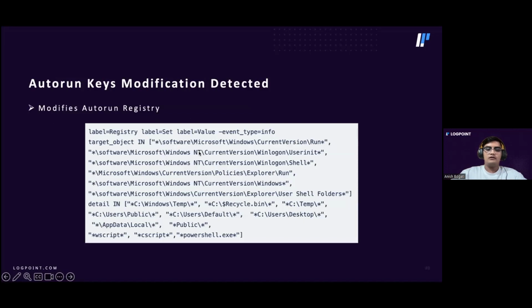And moving on, adversaries modify auto-run registry keys, as we have seen in the case of the Phobos ransomware analysis. So this alert looks for registry modification events of auto-run and startup registry keys. The filter is included in the detail field to detect suspicious modification of registry values, and it also helps to reduce false positives.